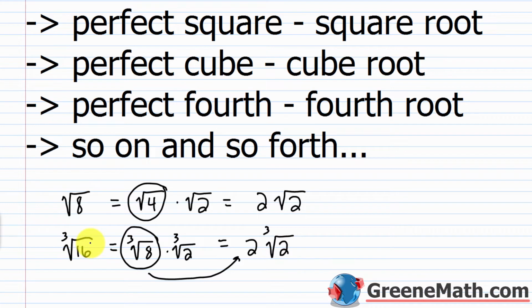Again, they represent the same value, and you could go on and on when you talk about a fourth root and look for a perfect fourth in one of the factors of the radicand, right? Or you could do that with a fifth root or sixth root, so on and so forth.